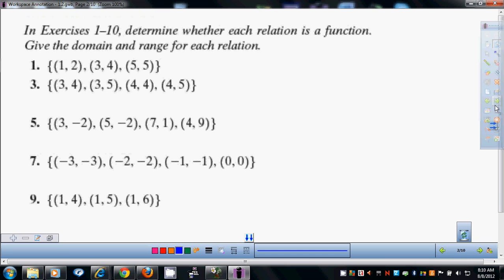No. So to answer, determine whether each relation is a function, this one would be no. It's not, and you can stop there. If the answer is no, you don't even have to go to the second part. We'll talk about it in a second. If you have multiple x values that are the same, if they have different y values, then it's not a function. Because what would happen if you graphed that?